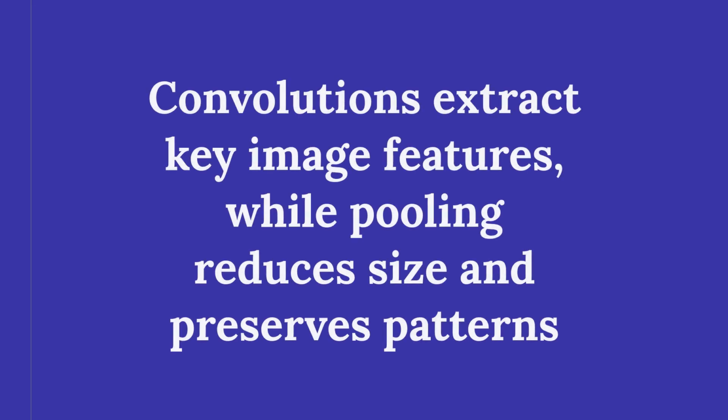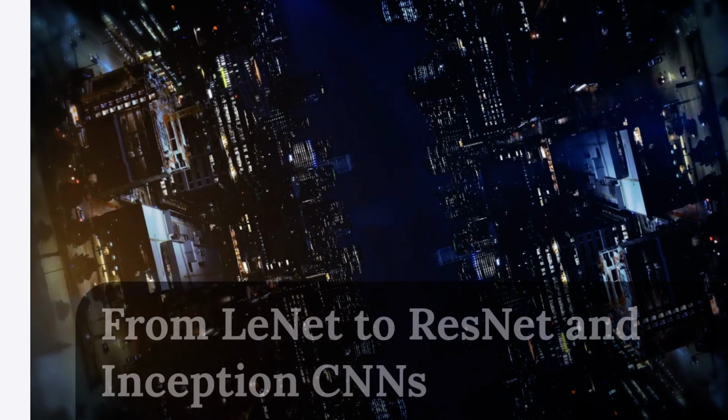Convolutional layers reduce spatial dimensions while preserving important information. Pooling layers support this process. Max pooling keeps the strongest features, while average pooling retains contextual information but is less effective for edges and textures.